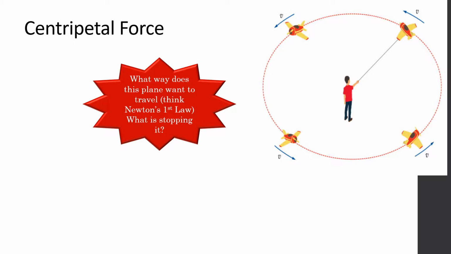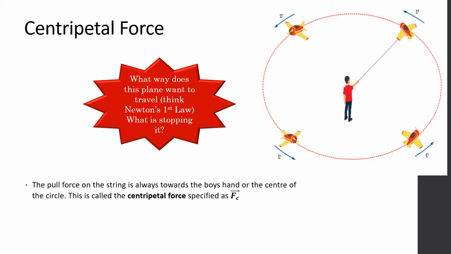So the force we're thinking about today is the centripetal force. If we look at this diagram and have a think, what way does the plane want to travel? So if we think about Newton's first law, the plane will want to travel in a straight line. However, it's stopped from doing so by the pull on the string in the boy's hand. So the pull force on the string will always be towards the boy's hand or the centre of the circle, and therefore it's called the centripetal force, which is written as FC. Centripetal means searching for the centre, so it's always pointing towards the centre.